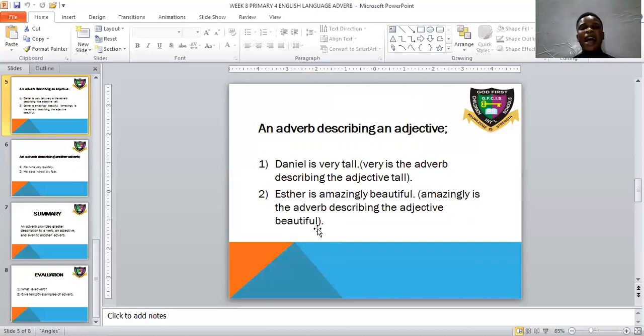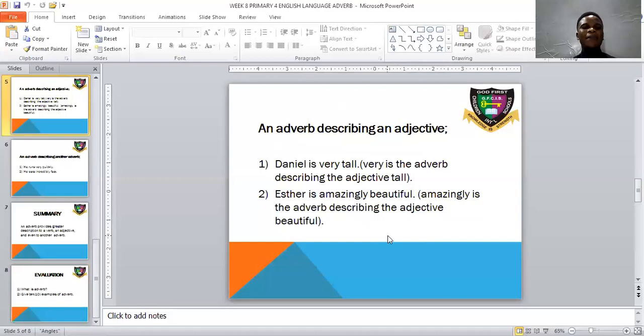The second form is an adverb describing an adjective. You don't forget that the first one we did was an adverb describing a verb. An adverb describing a verb. That is describing an action. Now, this one is an adverb describing an adjective. Do not forget that an adjective also describes or modifies a noun or a pronoun, isn't it? Now, an adverb can as well describe an adjective itself. It can describe what? An adjective.